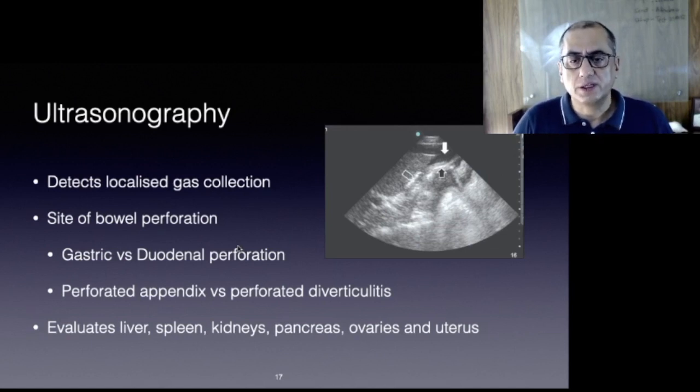So hyperdense shadows here associated with echogenic lines under the liver in Morrison's pouch, fluid collection over here, and a hyperdense echogenic line in the anterior wall of the duodenum representing the scar of a duodenal ulcer are seen in this ultrasound.